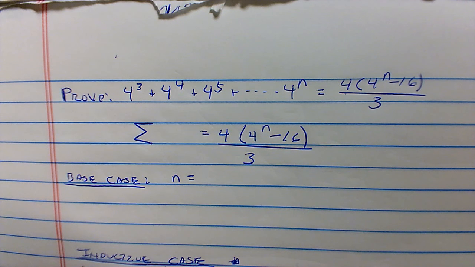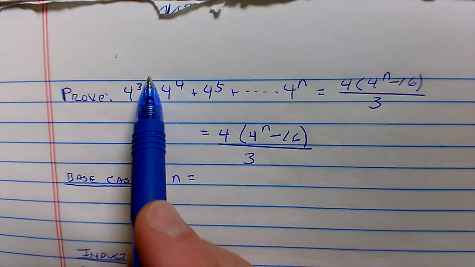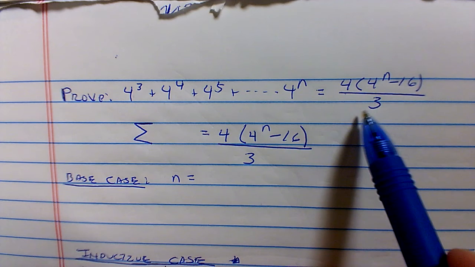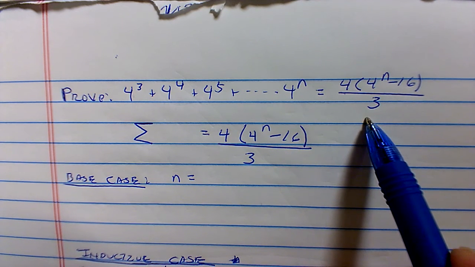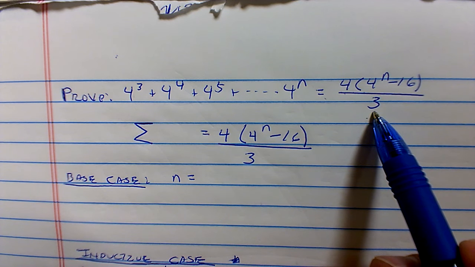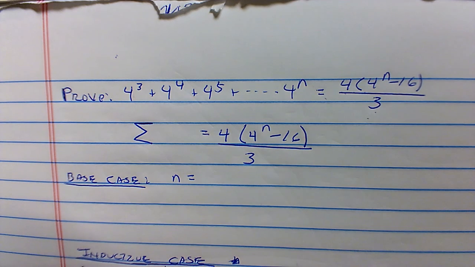Let's do another example of an induction problem because it never hurts to have another example. In this example, we're going to prove that 4 to the third plus 4 to the fourth plus 4 to the fifth up to 4 to the n is going to give you this expression, 4 times 4 to the nth power minus 16 divided by 3.